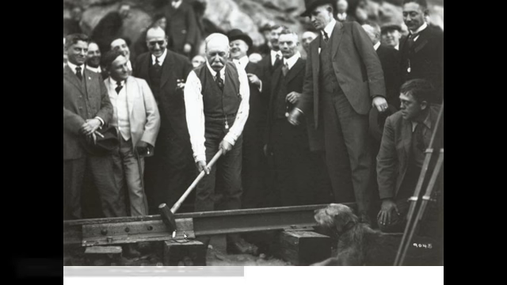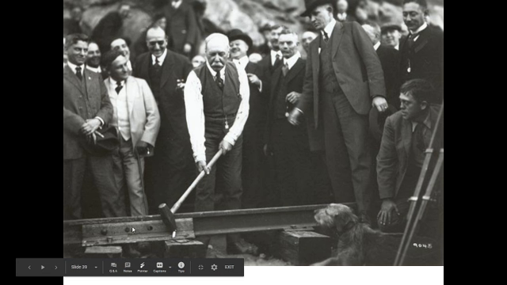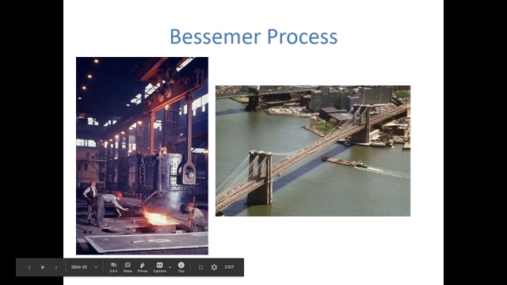Oh yeah, here is the railroad, the first railroad to connect the West Coast and the East Coast. Here's the Golden Spike that they're nailing in at the point of connection, which was in Utah.